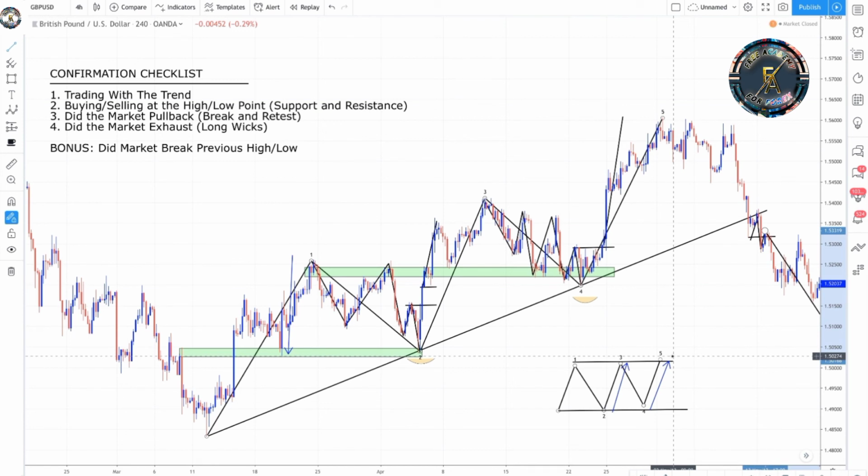Third thing that you want to look for is, did the market pull back? Did the market break a new zone and retest that new zone to give us more confirmation that price is continuing an uptrending motion? Were there wicks inside of that zone to show us that there was exhaustion in the market and the buyers are ready to start taking control? And lastly, was there a break of the previous high inside of the market that gave us that icing on the cake to say that buyers are definitely in control and take this market up?